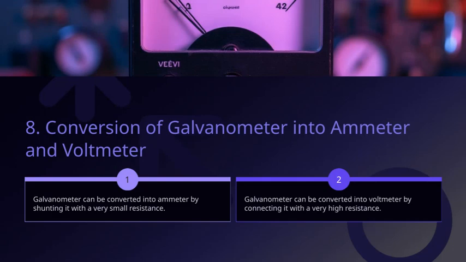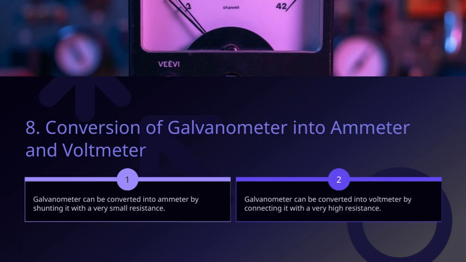Now, let's look at how a galvanometer can be converted into other useful instruments. To turn a galvanometer into a voltmeter, we connect it in series with a very high resistance. This high resistance limits the current flowing through the galvanometer when measuring voltage, making it suitable for measuring larger voltage ranges without damaging the device.